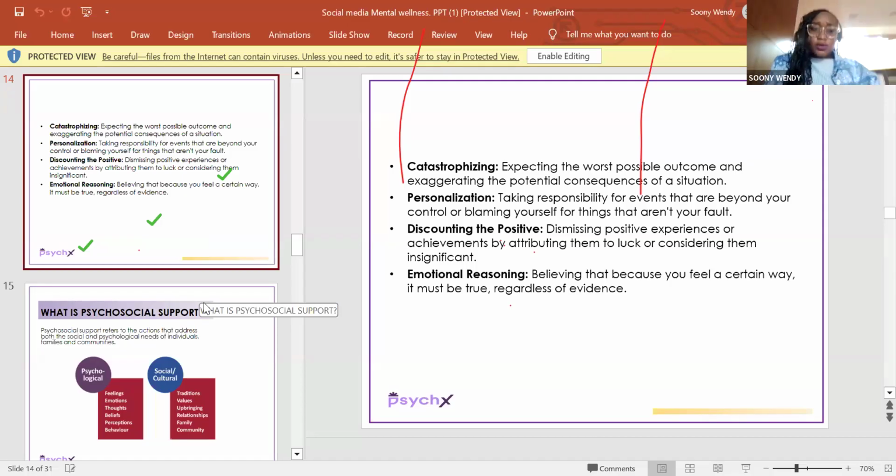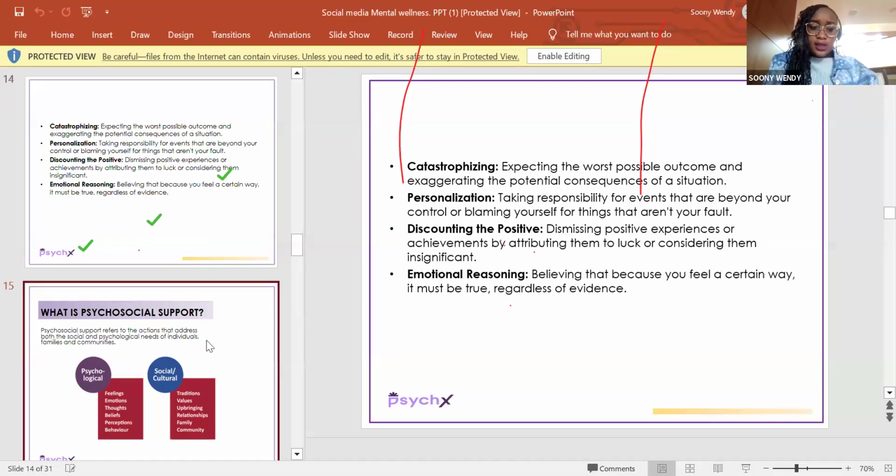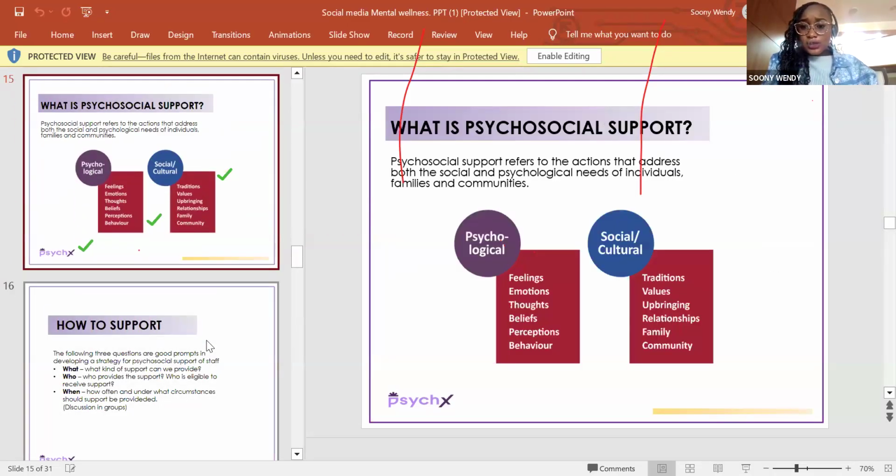So when it comes to coping, there's the psychological support that you can get, and this psychological support will address the feelings, emotions, thoughts, beliefs, perception, and behavior. And then there's the social cultural, and this goes deeper into the traditions, values, upbringing, relationships, family, and community.